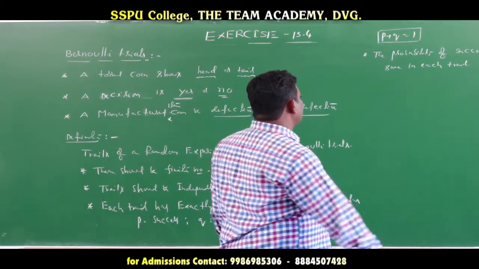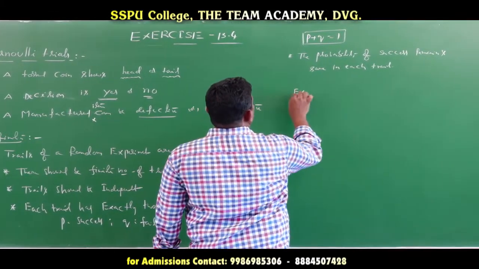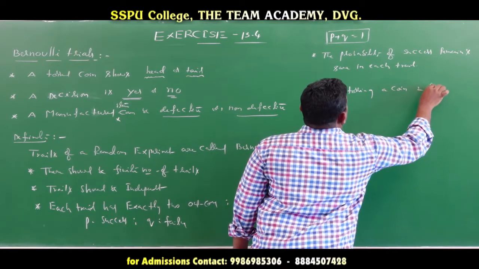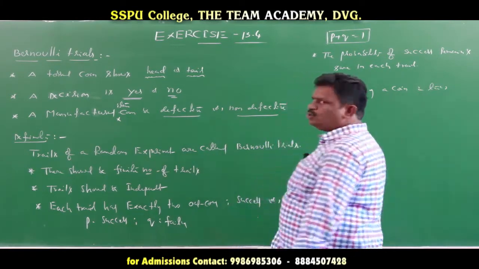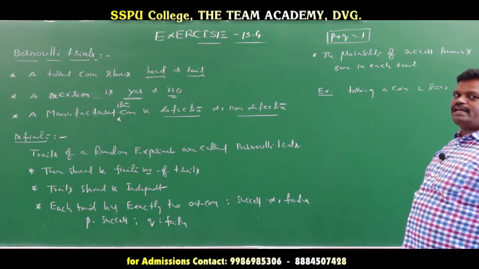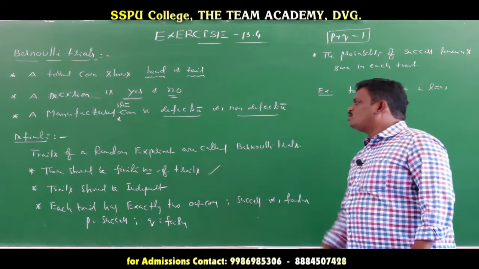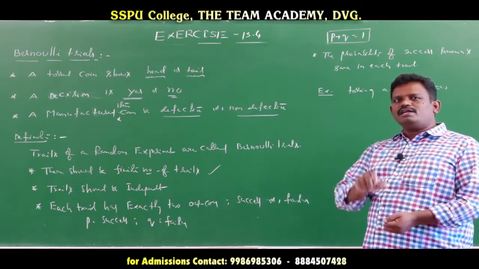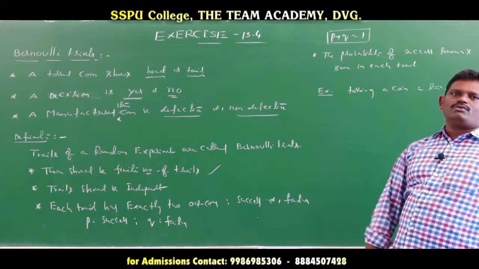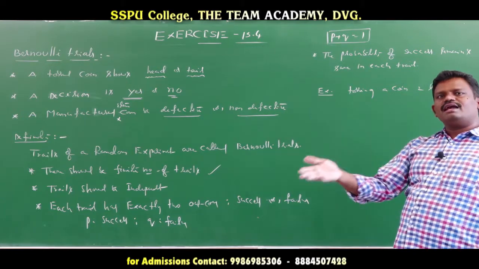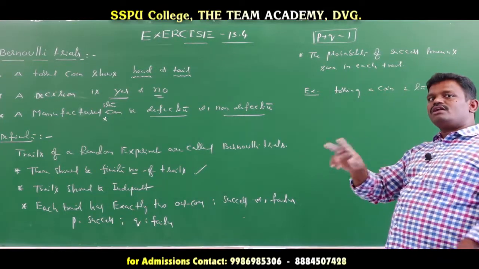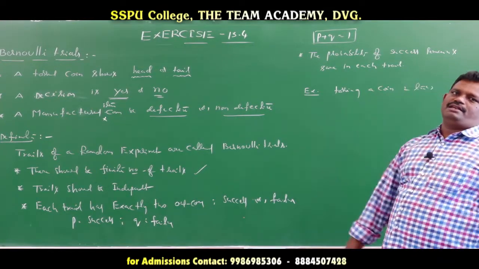For example, take tossing a coin two times. How many trials are there? Two trials. First, a finite number of trials: two trials is a finite number. Next, trials should be independent. First we toss the coin and get head or tail, and that is over. Second time we toss the coin. One trial does not depend on the other, so each trial is independent.